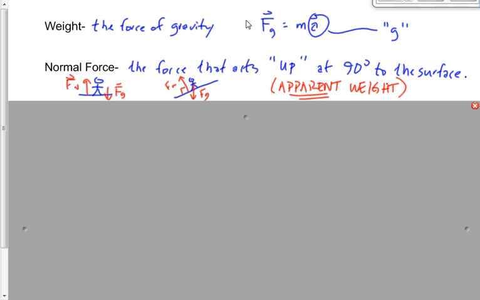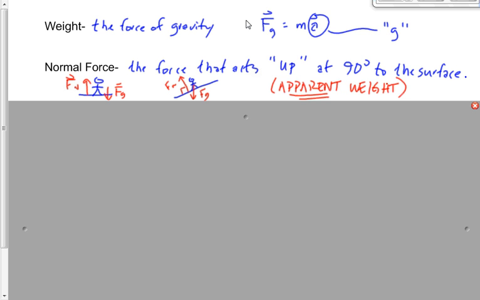As we're free falling, what's the normal force acting on me? How hard is the ground or anything else pushing up on me as I free fall? It isn't. It's 0, right? How heavy do I feel as I free fall? I feel weightless. Okay, that's weightlessness.